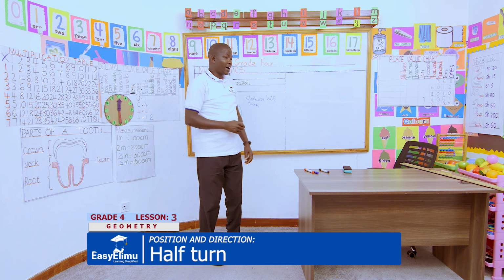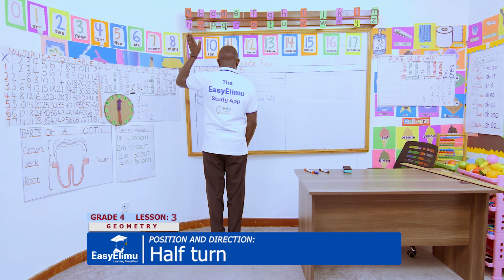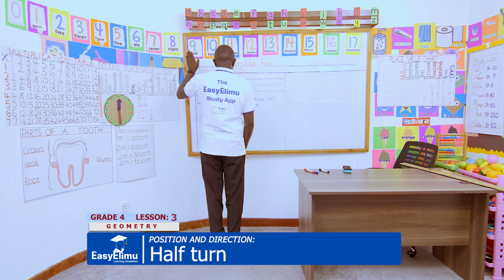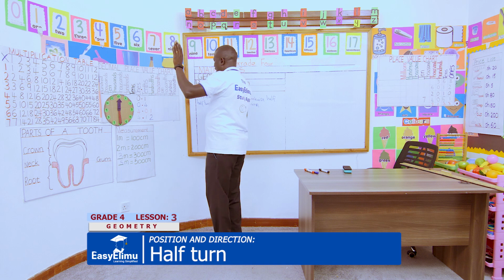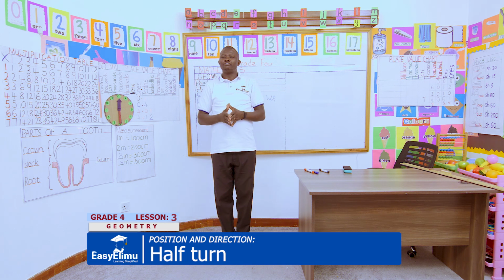Let me return to where I was. I was facing this direction. Now I want to change my position anti-clockwise, so I will go to the left. But I want to make a half turn, so I have to turn anti-clockwise until I face you. This is my half turn until I have faced you.